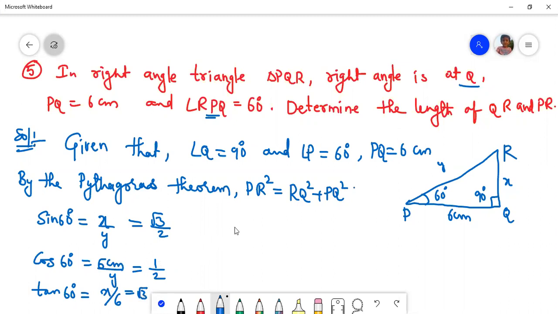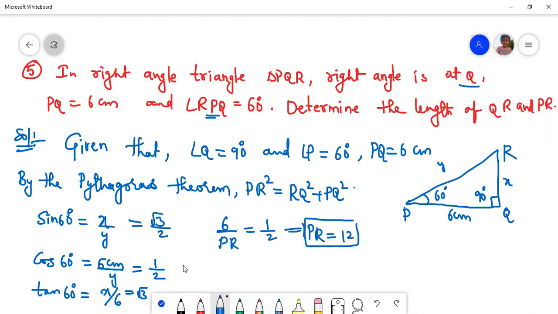So here from the equating of 6 centimeter by y is equal to 1 by 2, that is nothing but y equal to PR. We can take it as PR. From this, PR is equal to 6 into 2, which is 12.